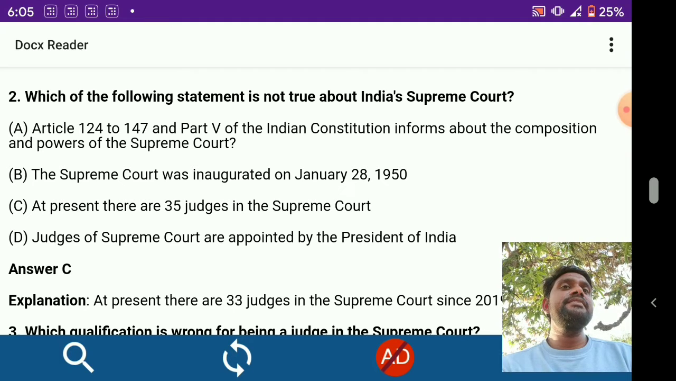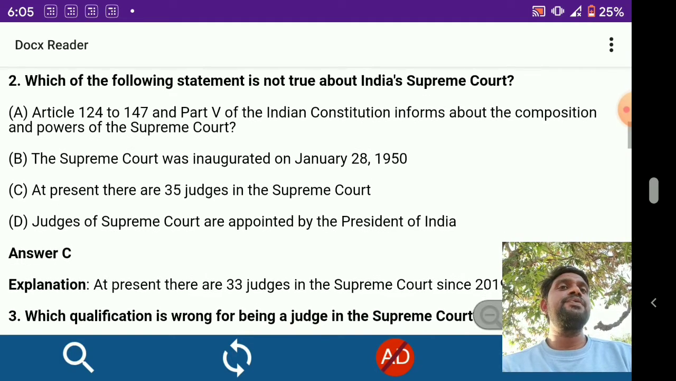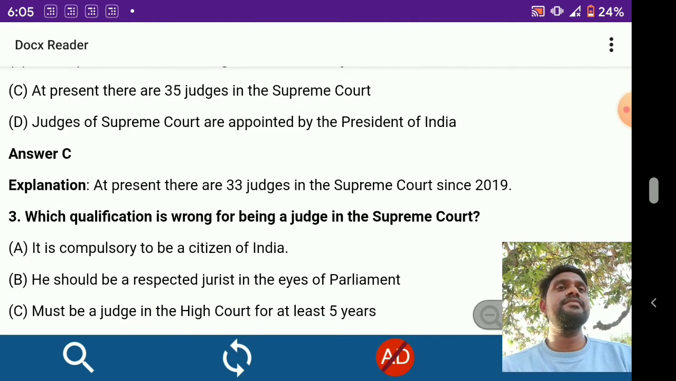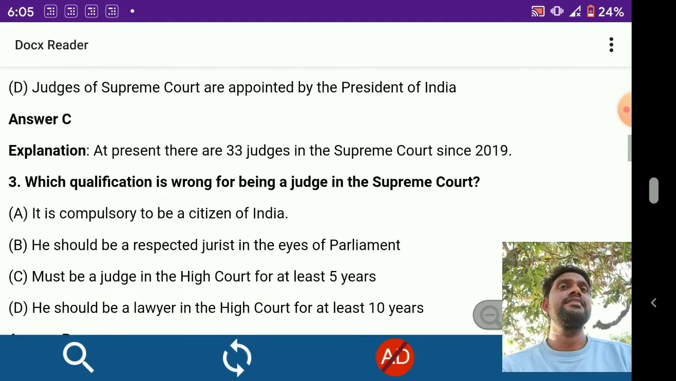At present how many judges? 34 including CJI or excluding CJI. At present there are 33 judges in the Supreme Court since 2019.